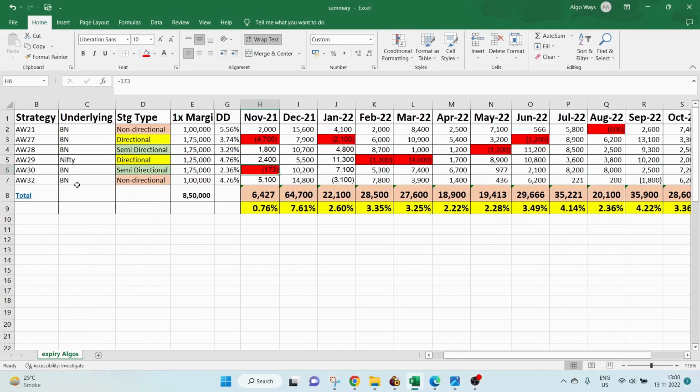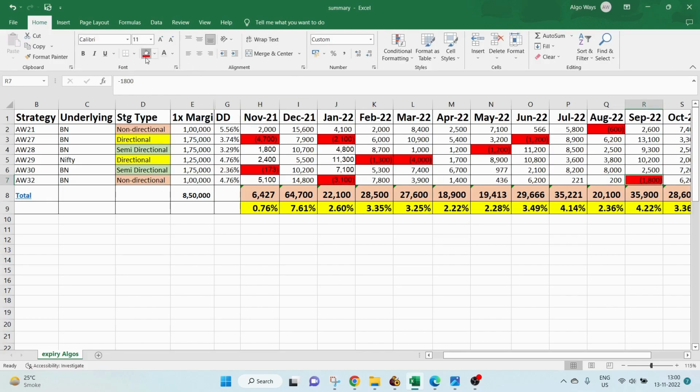And the last one is AW32, again Bank Nifty, non-directional. It also has inbuilt hedges, around 4,700 is the drawdown, and it also has only 2 months as negative months.